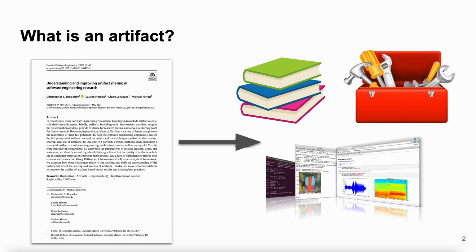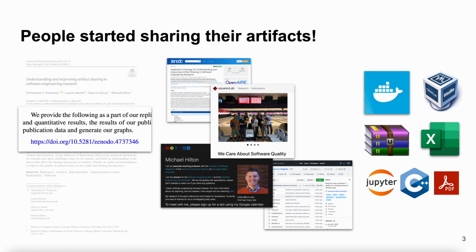So, what is an artifact? Artifacts are the tools, benchmarks, data, and other additional resources that are created during a study. Since long before there was any formal process for sharing artifacts, authors have been including those artifacts in their publications. These artifacts are usually included as a URL that points to a web resource. That resource might be a personal or group website, a repository on GitHub or Bitbucket, or part of an archive such as Zenodo or Figshare.